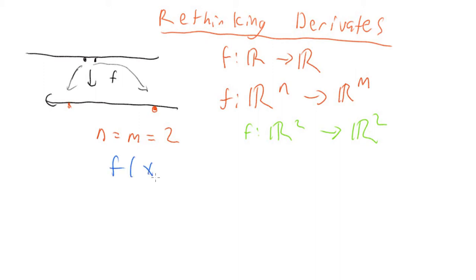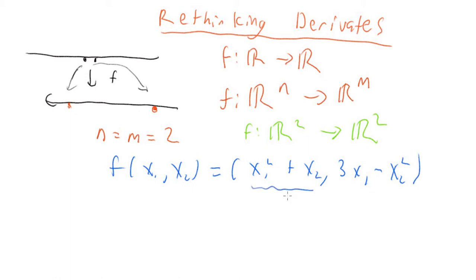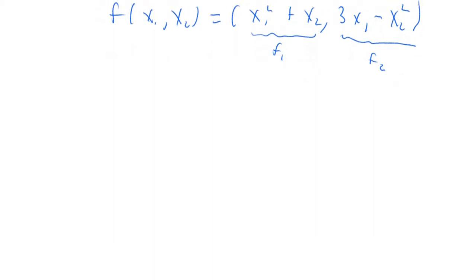is f(x1, x2) equals (x1 squared plus x2, 3x1 minus x2 squared). We can think of this as a function f1 and this as a function f2. So what does this function look like? If we wanted to graph this, it would really be in four-dimensional space. We can't really visualize that.